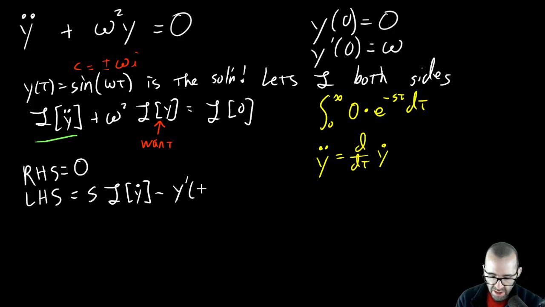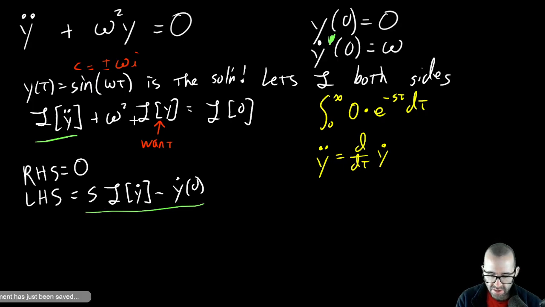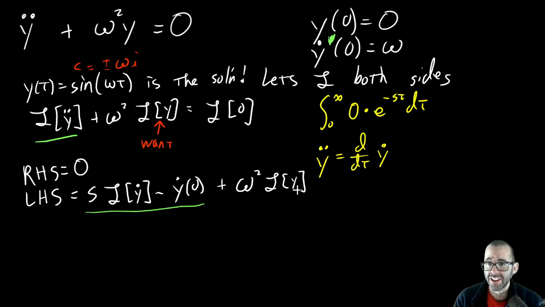Again, I'm kind of mixing notation a little bit here with the dots and the primes, but I really shouldn't be. Y dot of 0. So that's the Laplace transform of the second derivative. And there's still plus omega squared. Remember, we're not trying to evaluate this L of y because that's exactly what we're trying to find. We don't know. That's what we're doing.